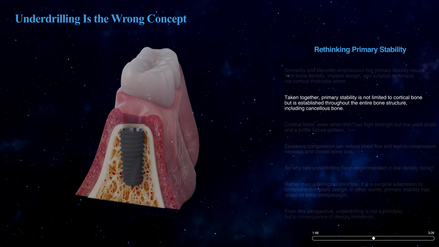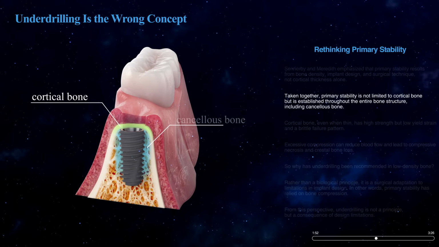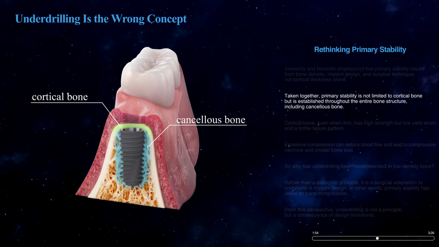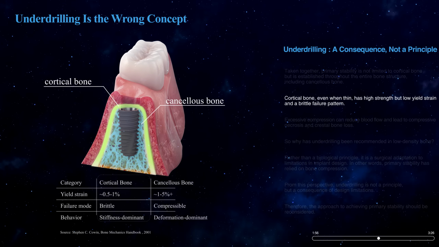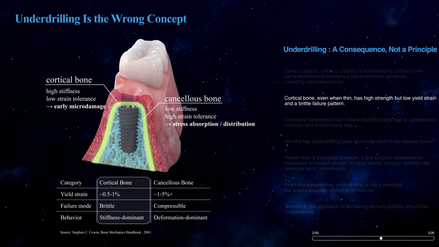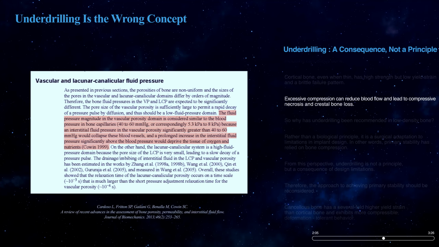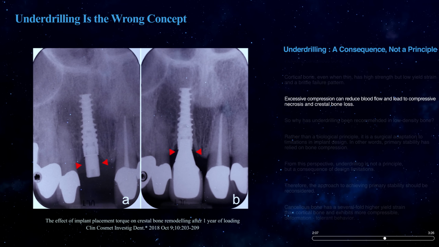thickness alone. Taken together, primary stability is not limited to cortical bone, but is established throughout the entire bone structure, including cancellous bone. Cortical bone, even when thin, has high strength but low yield strain and a brittle failure pattern. Excessive compression can reduce blood flow and lead to compressive necrosis and crestal bone loss.